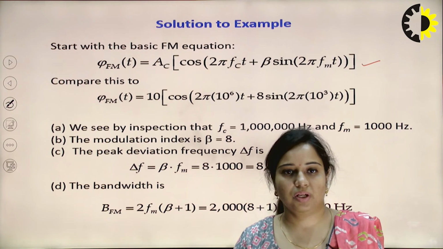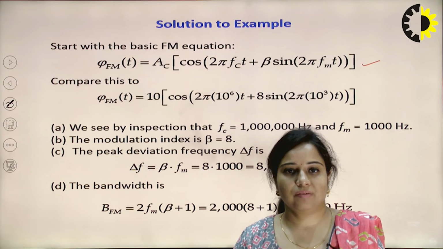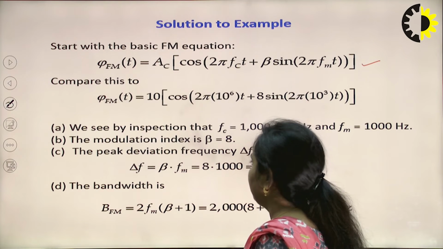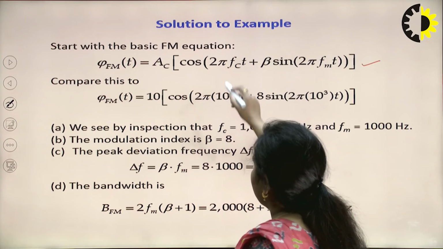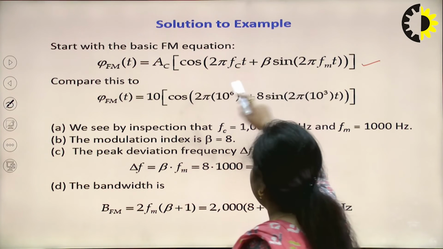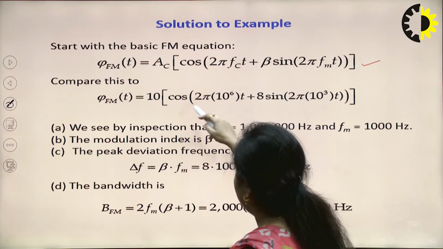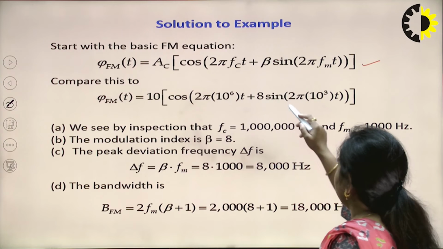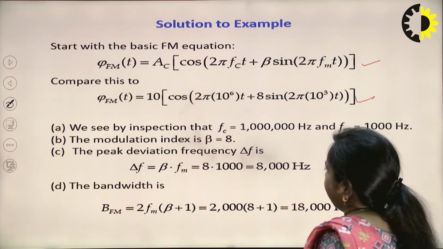You do not need to solve the equation, you can find out using the standard equation also. So the equation for the FM will be Ac cos(omega_c t + beta sin omega_m t). This will be the standard equation which is given in the numerical, that is 10 cos(2 pi 10^6 t + 8 sin 2 pi 10^3 t).